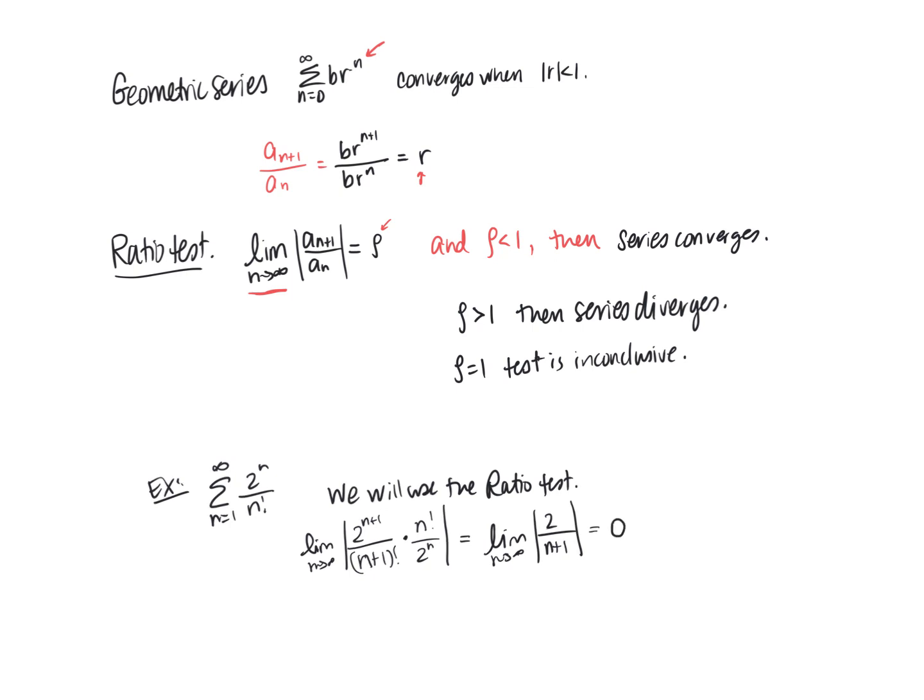So that actually goes to 0, which means that the number that we're multiplying the terms by is going to be getting smaller and smaller as n gets bigger and bigger. And so we're going to end up having a convergent series. So by the ratio test, the series converges.